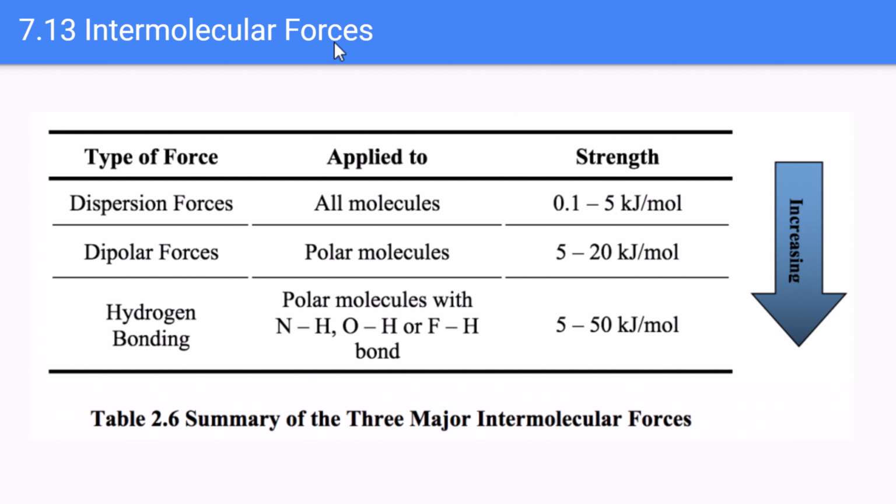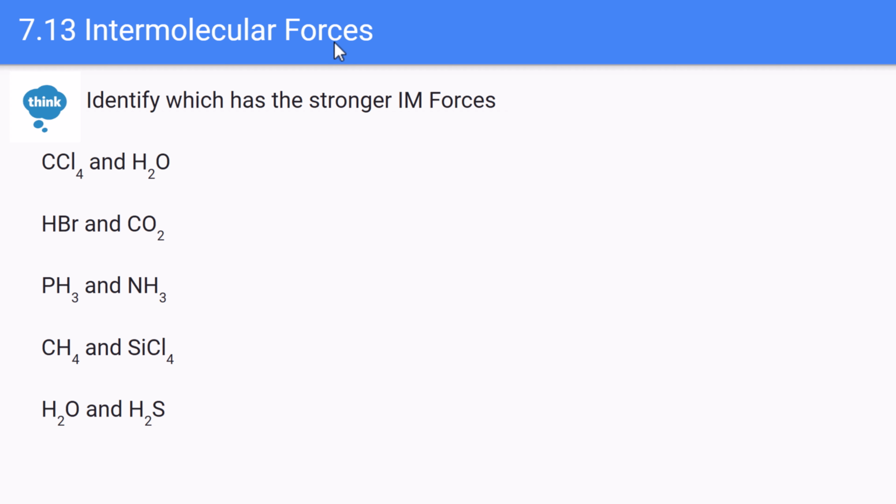Now, there are many others that are out there, but these are the three major ones that we're going to go through and discuss. So what I want to do here is take some time and identify which has the stronger intermolecular forces. Take some time, look at these individual molecules here. Think about the different types of intermolecular forces that are present within them. So the first thing you need to do is draw out the Lewis structures, determine the molecular geometry, the polarity, and then based off of the information we just discussed, determine what types of intermolecular forces are present.